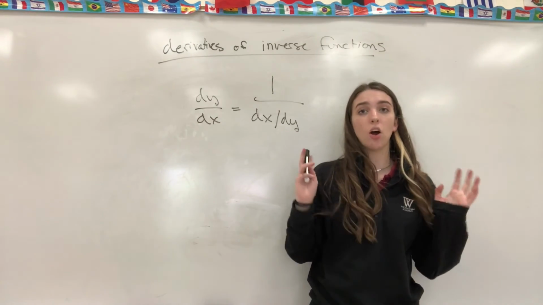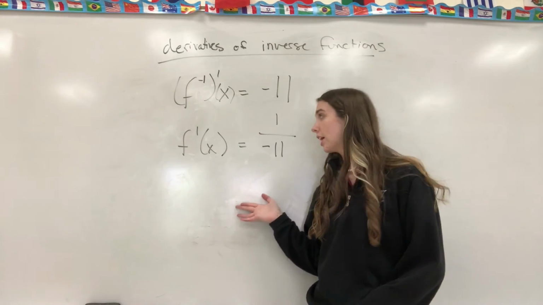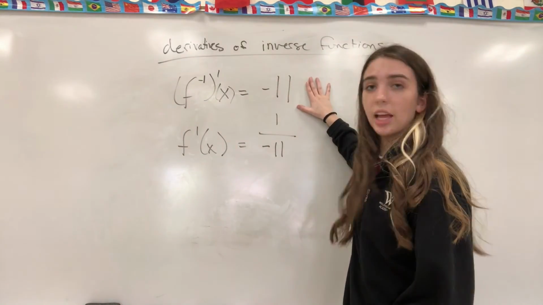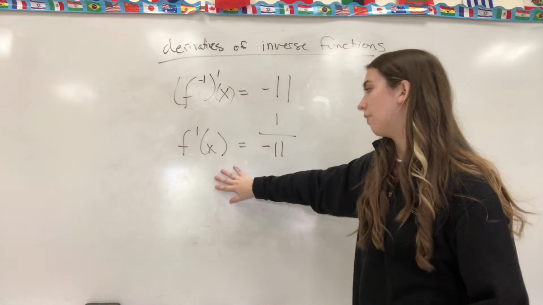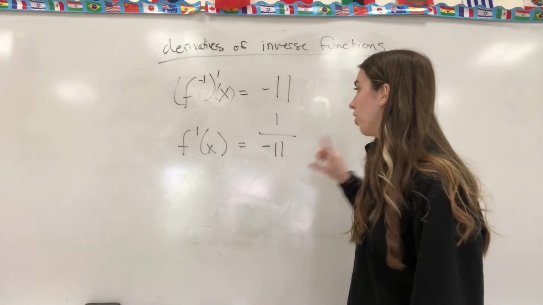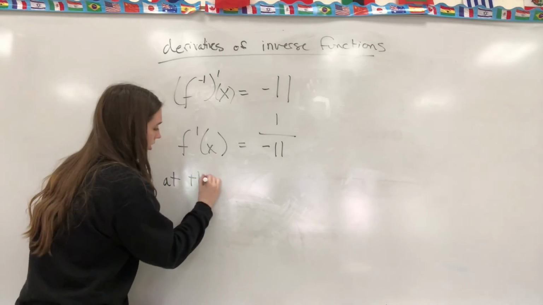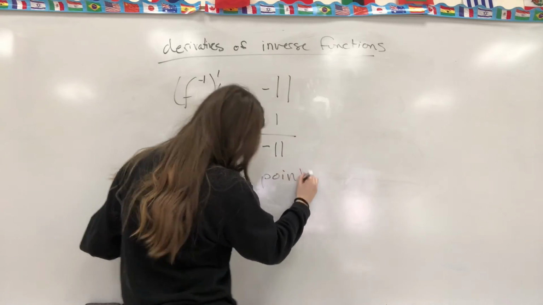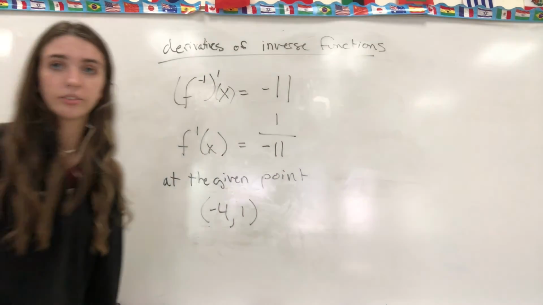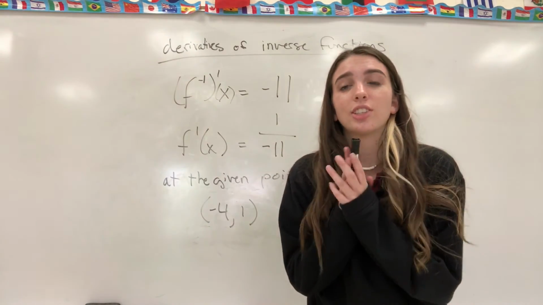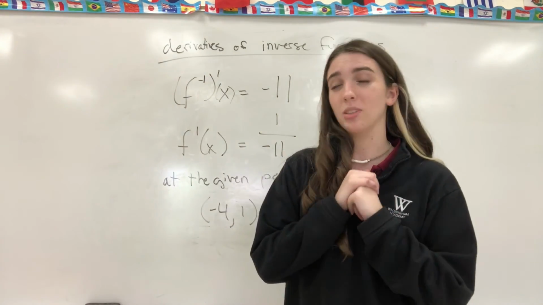So in our problem, that's going to look like this. There we go, right there. This was our original answer, and we can state from that theorem that f prime of x equals 1 over negative 11 at the given point negative 4, comma 1. There's your answer. We used inverse functions to find the derivative of an annoying problem that was in an annoying form.